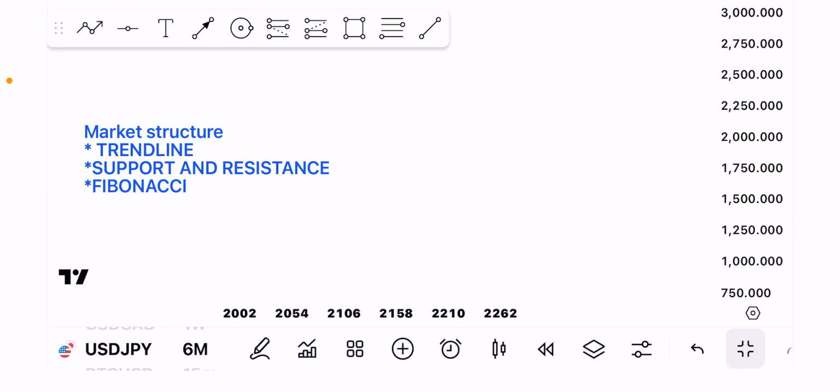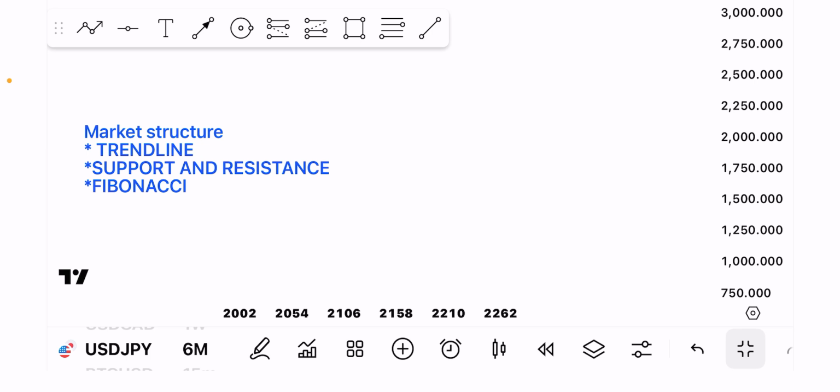This is a step-by-step guide on how to get trading opportunities using advanced price action. The advanced price action I'm going to be breaking down here aligns with market structure, trend lines, support and resistance, and Fibonacci.